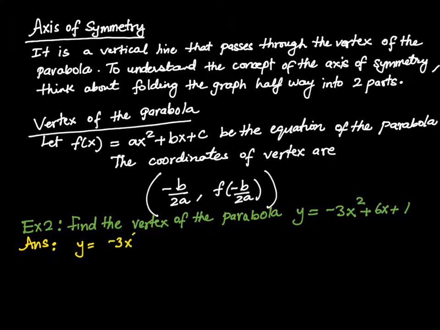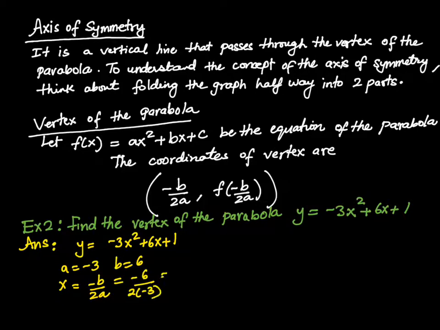Negative 3, y, write the equation, and then we're going to find out the a, the b, and the c. C we don't even need, sorry, it's just a habit of saying that. Negative b over 2a, right? Negative 6 over 2 times negative 3. That will give you negative 6 over negative 6, which gives you a 1.